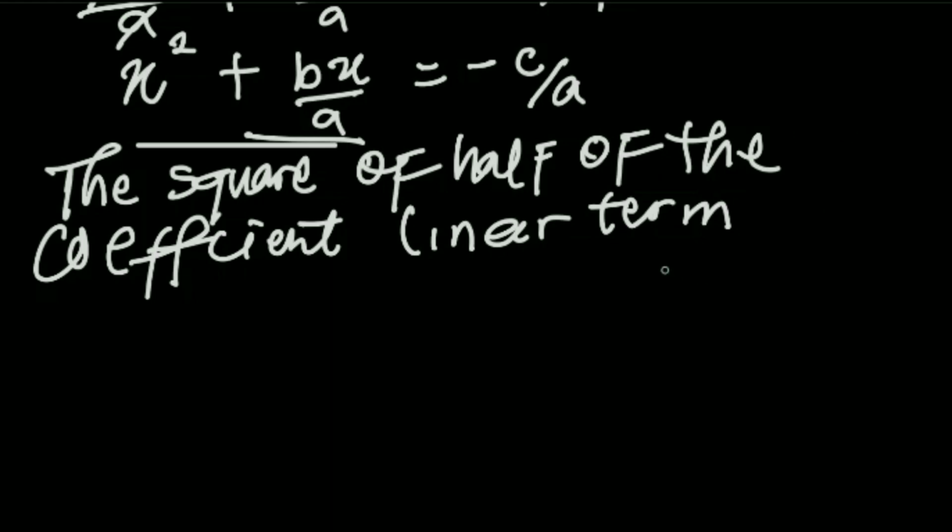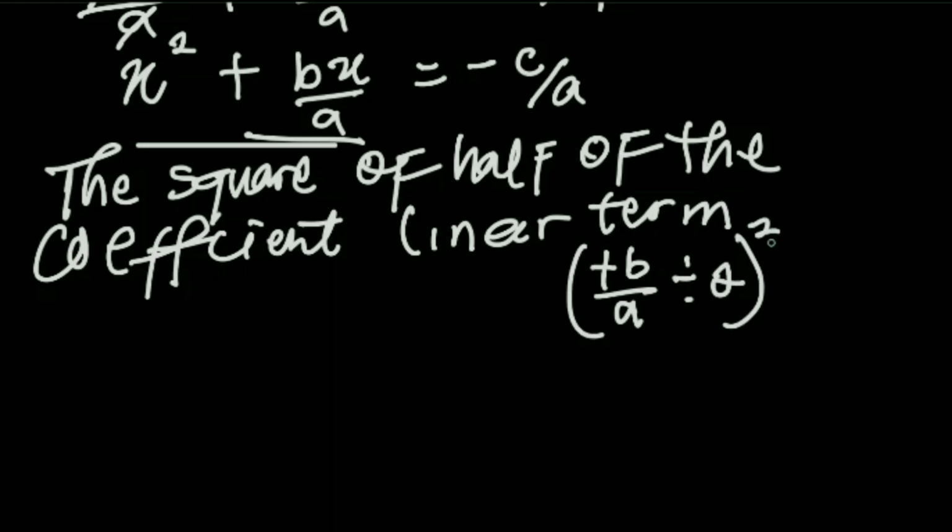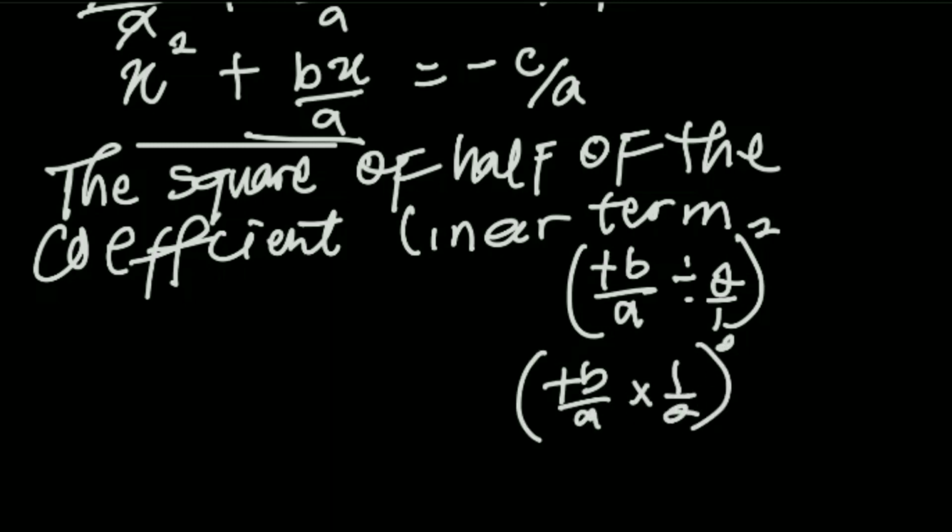So let's do that here. We have this as plus b over a divided by 2, all squared. Half means you are dividing by 2. And so let's simplify this in the bracket. This will be plus b over a times 1 over 2, all squared. And finally, this is b over 2a, all squared. When this is simplified, we have plus b over 2a, all squared.